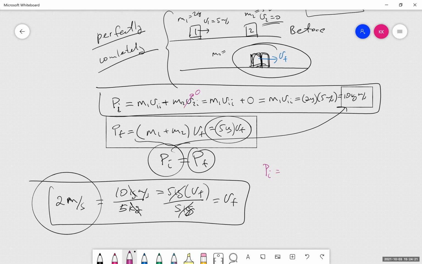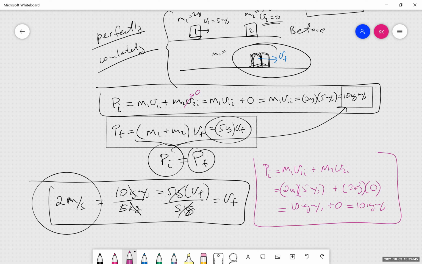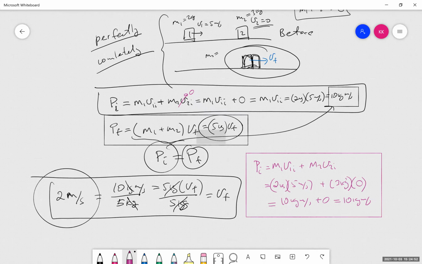Initial momentum was mass 1 times velocity 1 initial plus mass 2 times velocity 2 initial. Well, this was 2 kilograms times 5 meters per second plus 3 kilograms times 0. So what we end up with here is 10 kilogram meters per second plus 0, so 10 kilogram meters per second. This was the momentum of the system before, 10 kilogram meters per second. I should get exactly the same thing for the final momentum.